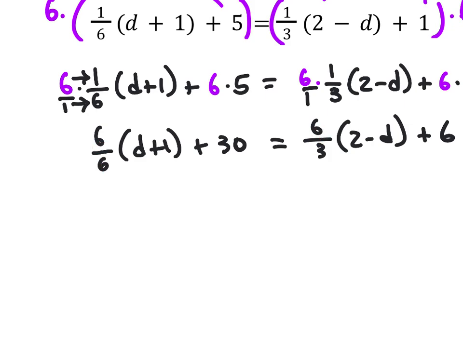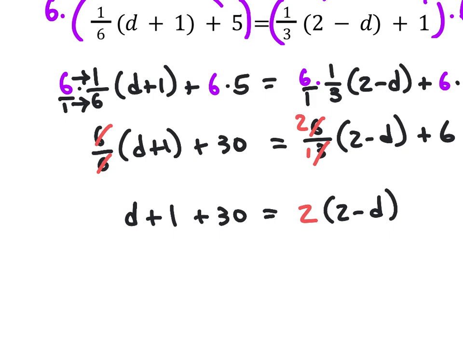Now 6 divided by 6 ends up just giving us 1. So this divides out, and you're then just left with d plus 1. And even though that's in parentheses, you don't exactly need those parentheses, all right, because we have that 1 out here that's being multiplied. So now I have d plus 1 on the left side plus 30, and then that's equal to 6 divided by 3. That simplifies down to 2 over 1. So now that's a 2. I'm going to keep my quantity 2 minus d and then add the 6.